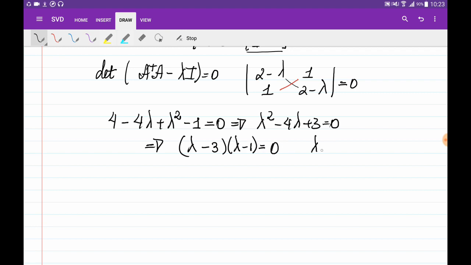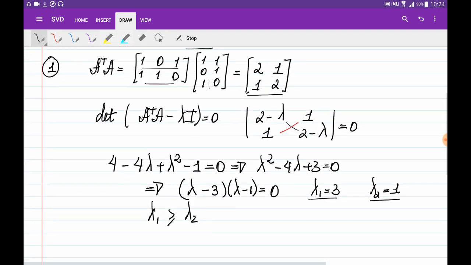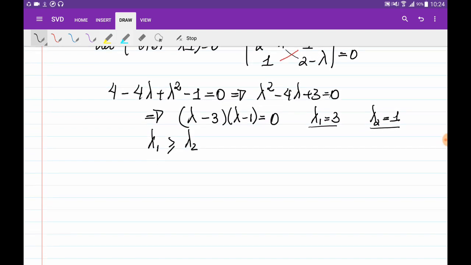So that is why the first eigenvalue will be equal to 3. The second eigenvalue is equal to 1. It is important that we choose the biggest eigenvalue as the first one and the smallest one as the second one. We always need to choose the eigenvalues in descending order for the singular value decomposition. So in the second step, we need to find the eigenvectors of this matrix.